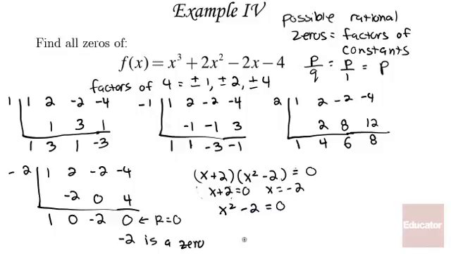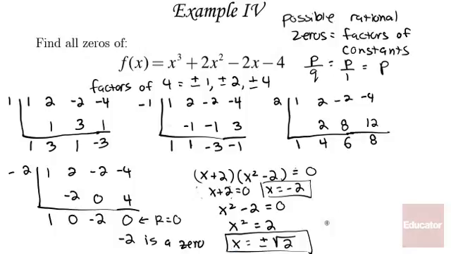X squared minus 2 equals 0. And this is going to give me x squared equals 2. I'm then going to take the square root of both sides to get x equals plus or minus the square root of 2. So I have 2 zeros here, and I have 1 here. So the zeros are negative 2, square root of 2, and negative square root of 2. And this is an irrational number, so it wasn't on my list of possibilities.